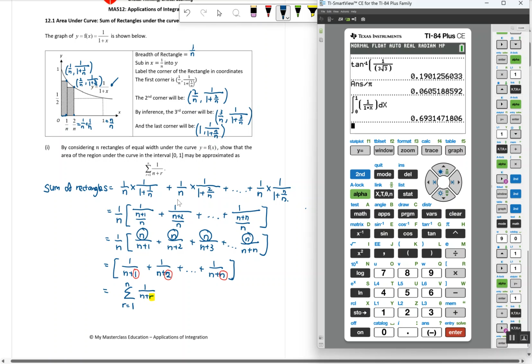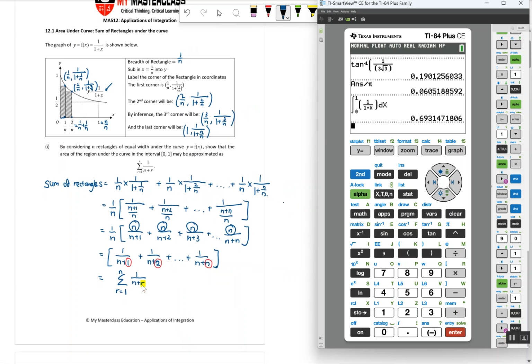In order to make it into a summation question, label the corner of the rectangle with the x and the y. How to get this y value? Sub the x into the equation. Then the breadth will always be 1 over n. The height will always be the y value. 1 over n times the first y plus 1 over n times the second y, and so on and so forth. Make it nice. Look for the one that keeps on increasing, and that would be your r, and then you can put it into a summation.